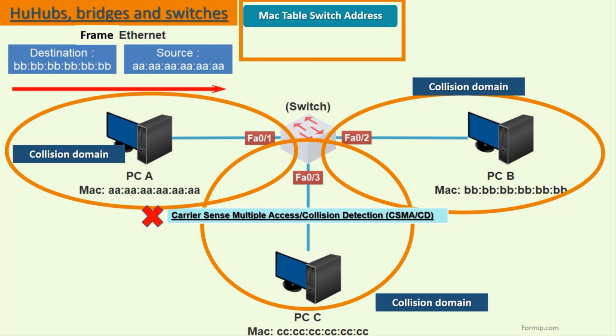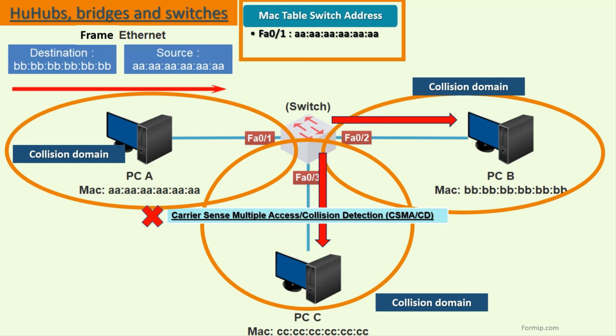The switch has just learned that the MAC address of PCA is linked to the FastEthernet 0/1 interface. It will therefore add this information to its MAC address table. As you can see, our switch currently has no information on the location of PCB. To find out which port the PCB is on, it will flood an Ethernet frame. That is, it sends a frame to all its ports except the one where the frame comes from. PCB and PCC will therefore receive this Ethernet frame.